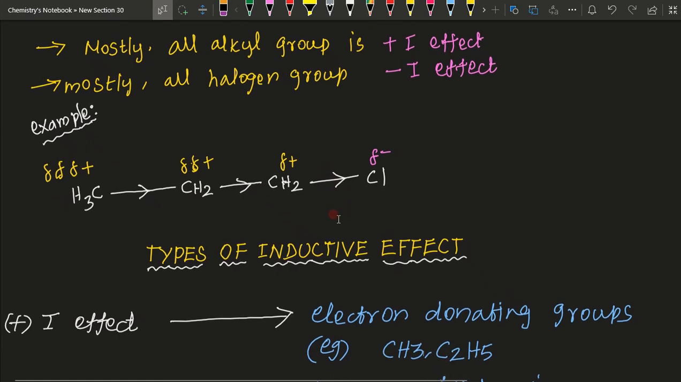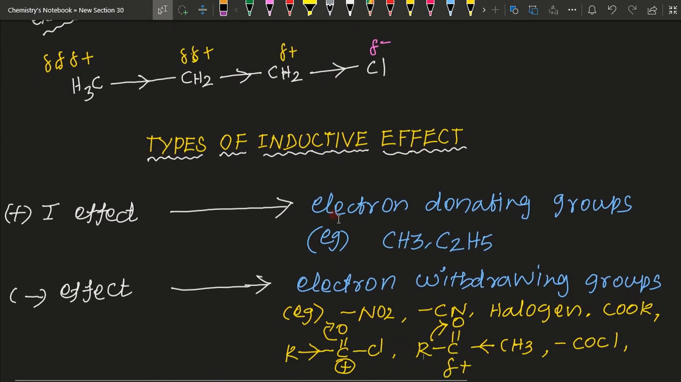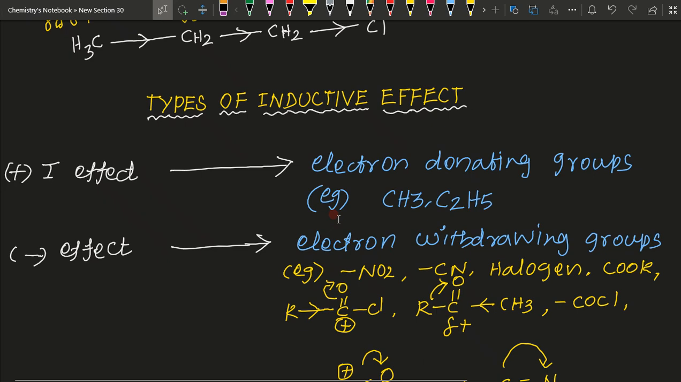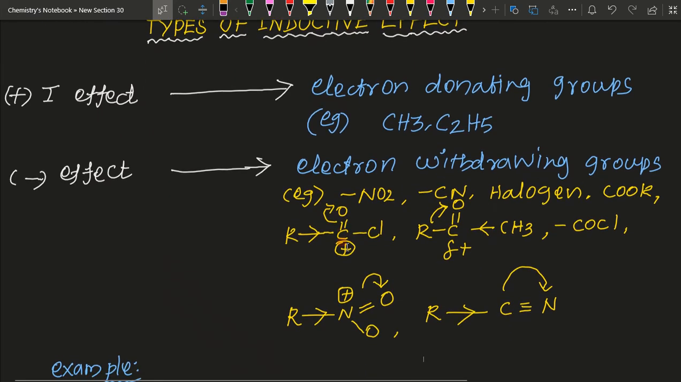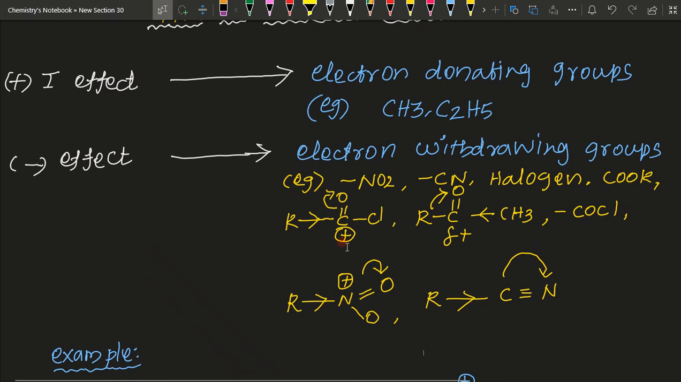Next, types of inductive effect. Plus I effect, another one minus I effect. Electron donating groups are called plus I inductive effect. For example, methyl radical and ethyl radical. This is the methyl, this is the ethyl. Minus I effect, electron withdrawing group. Electron withdrawing means the electron is being pulled.